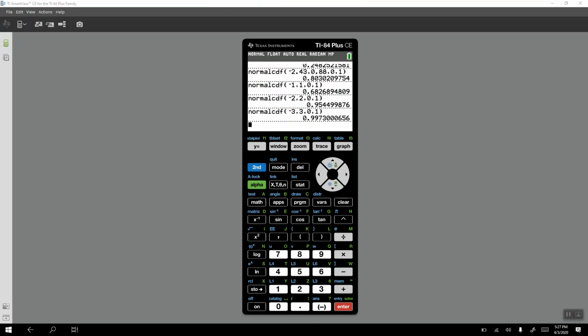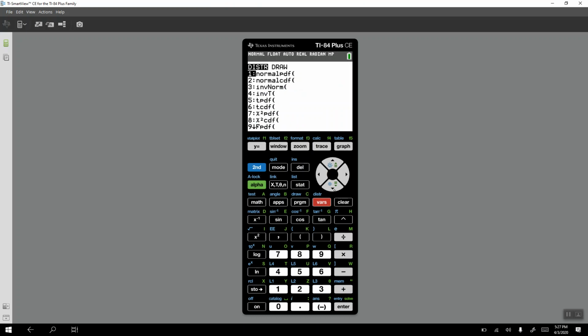All right, here we are. We're going to access the distribution, so second distribution, and I want inverse norm. Inverse norm stands for inverse normal, which means, if you took an algebra course, the inverse just means it's going to undo the function. So inverse norm, here we go. Press enter. I need an area, the area underneath the curve. What was that area? According to what we have, it was 0.15. There we are. Enter.